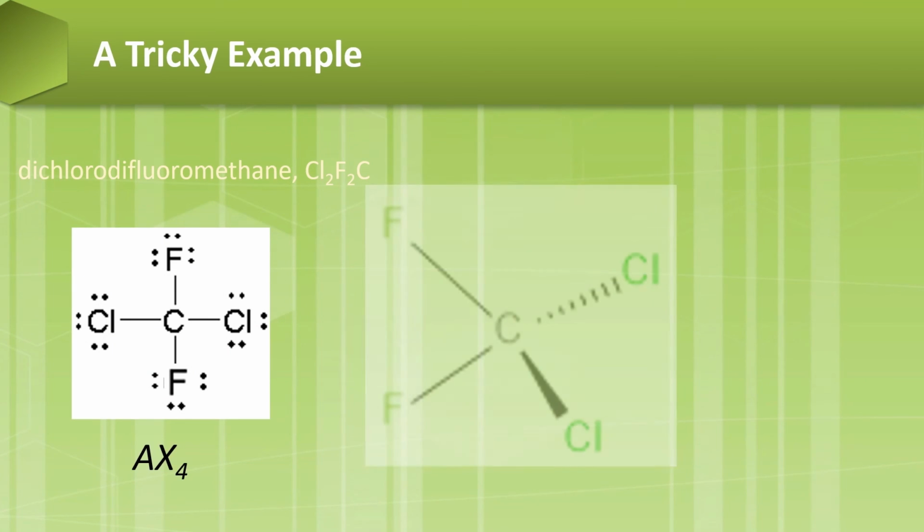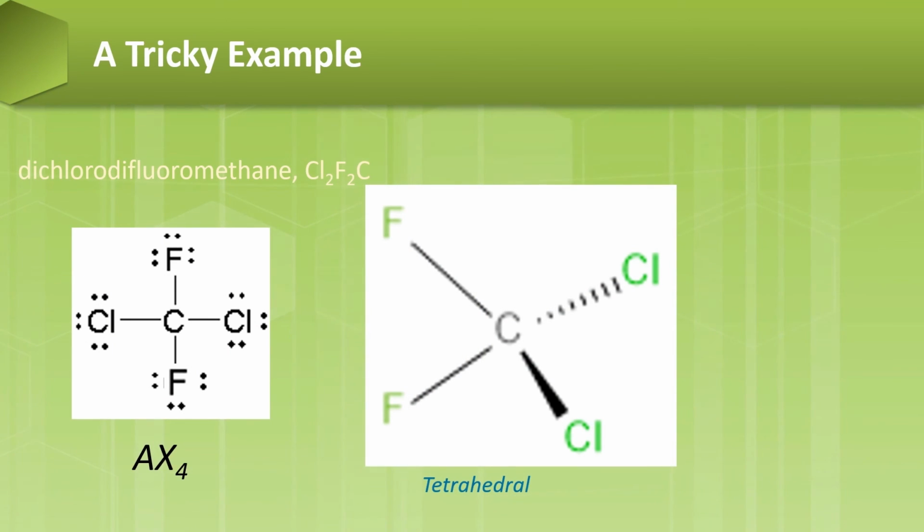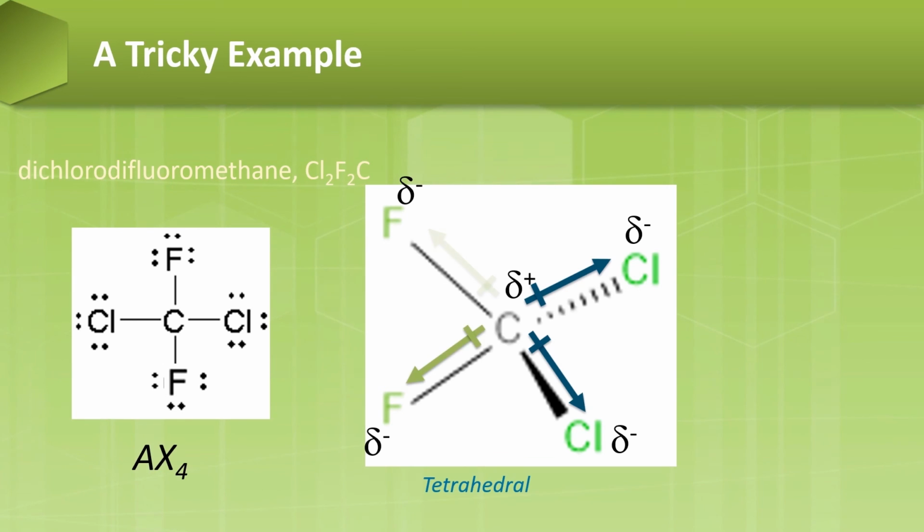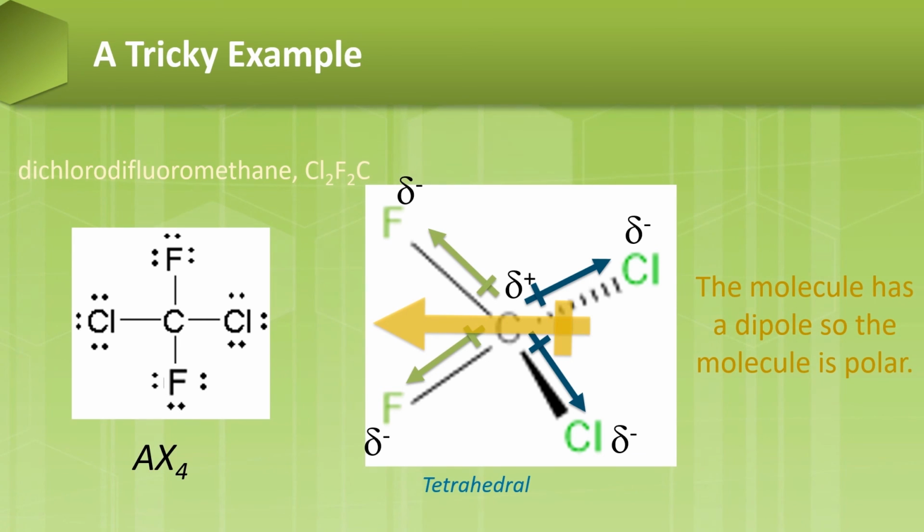Let's do one more example. Difluoromethane, Cl2F2C. The Lewis structure is shown and is an AX4 type molecule. The molecular geometry must be tetrahedral then. Now each carbon-halogen bond is polar, with the electron density favoring the halogen, but the halogen fluorine will pull harder, breaking up the symmetry of the molecule. So overall, there will be a more negative side to the molecule, towards the fluorine atoms, making this molecule a polar molecule.